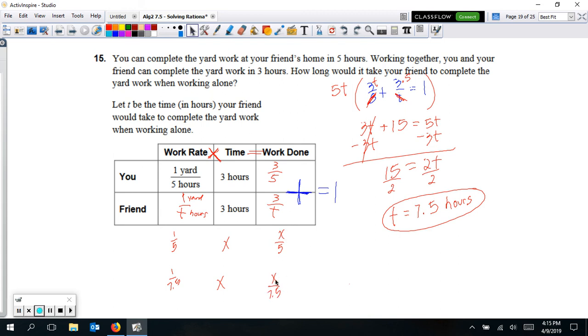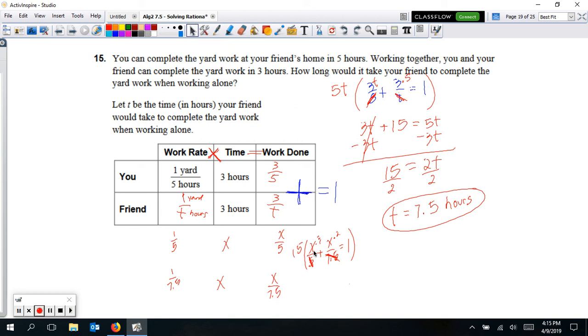And now these two added together would equal 1. So that makes this equation basically the x over 5 plus the x over 7.5 equals 1. And our common denominator would have to be 15. Because 5 goes into 15, 7.5 also goes into 15 2 times. So now we can see, well, 5 is going to cross with 15, but there'll still be 3 left, because 5 goes into 15 3 times.